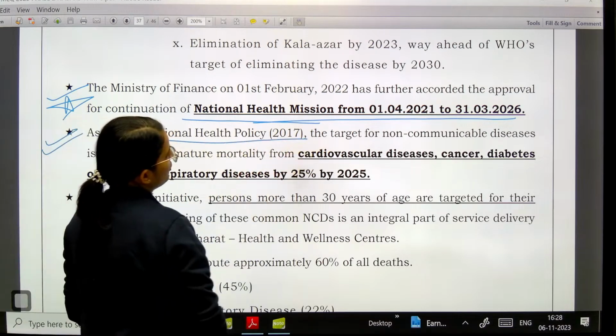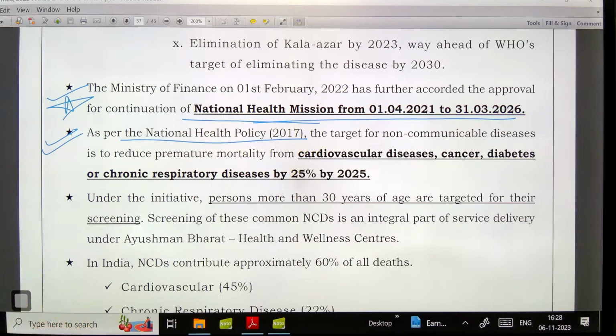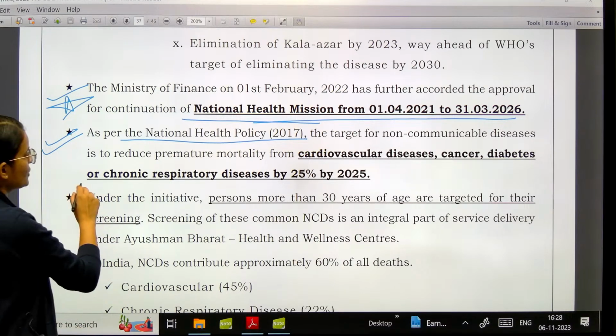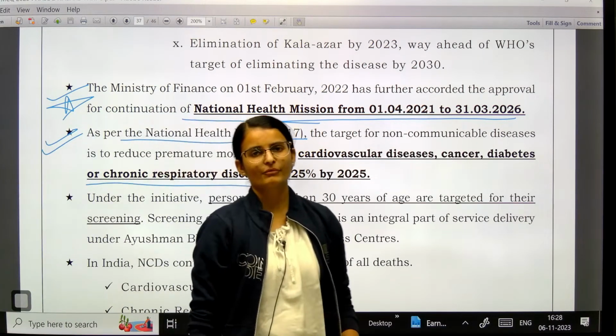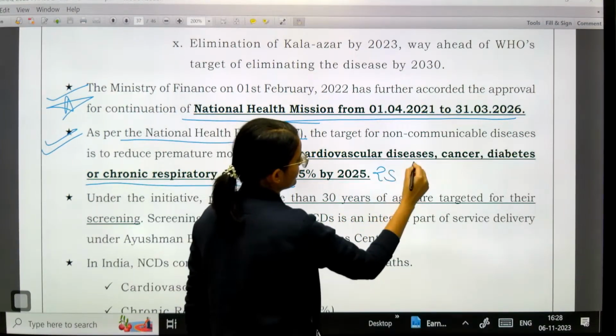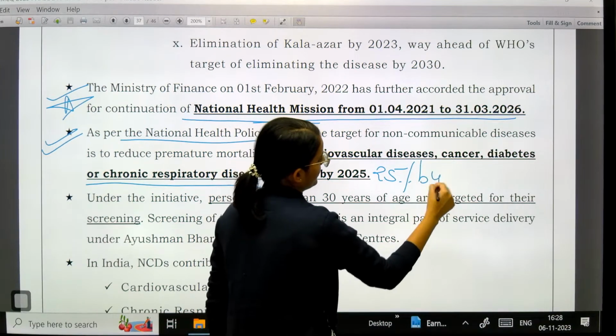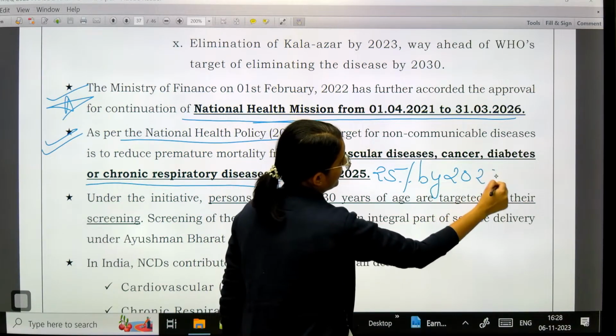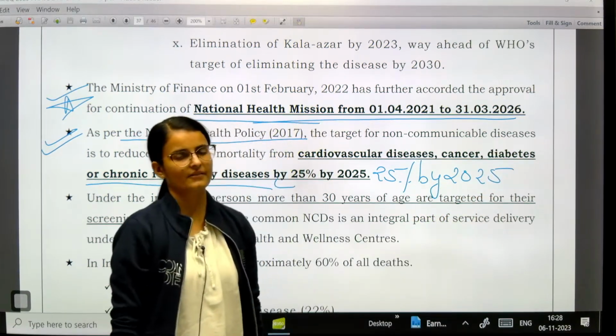Now National Health Policy 2017, the target for non-communicable disease is to reduce premature mortality from cardiovascular disease, cancer, diabetes and chronic, that is all major top four non-communicable disease, to reduce by 25% by 2025. This is the target of National Health Policy 2017, okay.